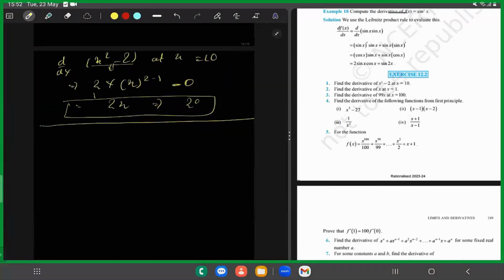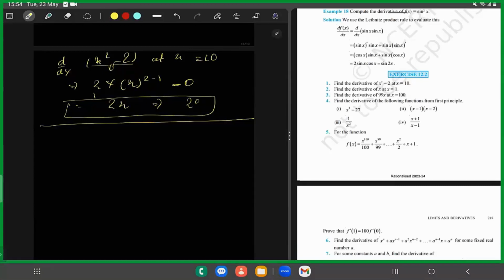Similarly, in the second and third parts also, you have to simply find the derivative. For 99x, the derivative would be equal to 99. So the derivative is constant for all values of x, and the answer would be 99 for all the cases.